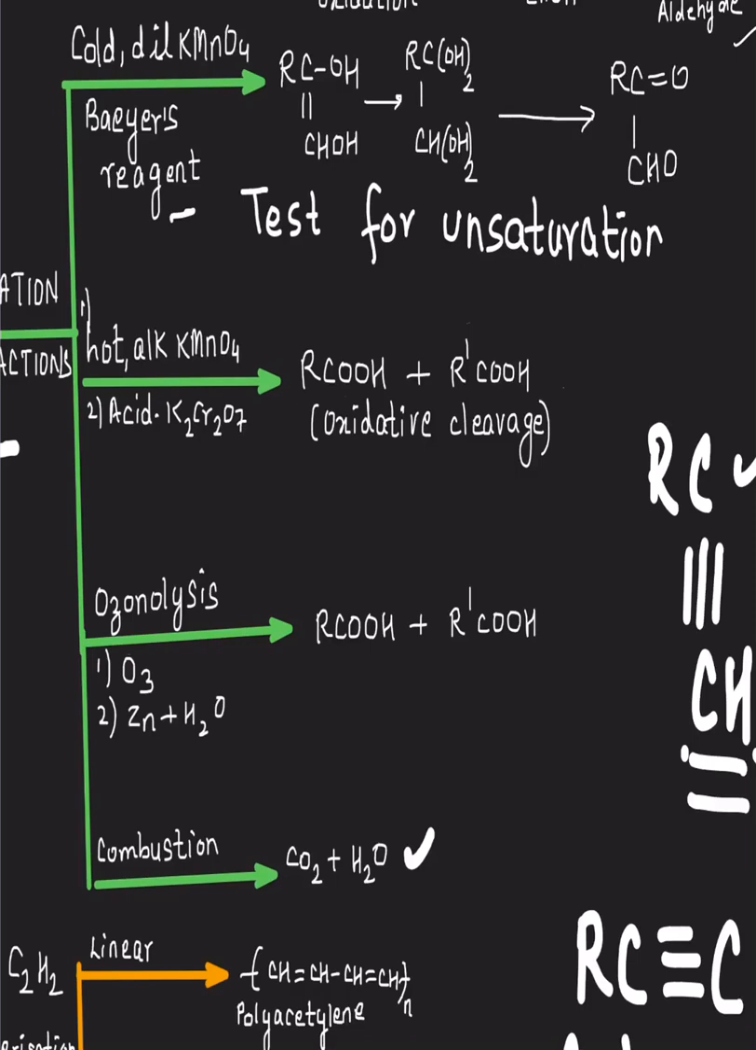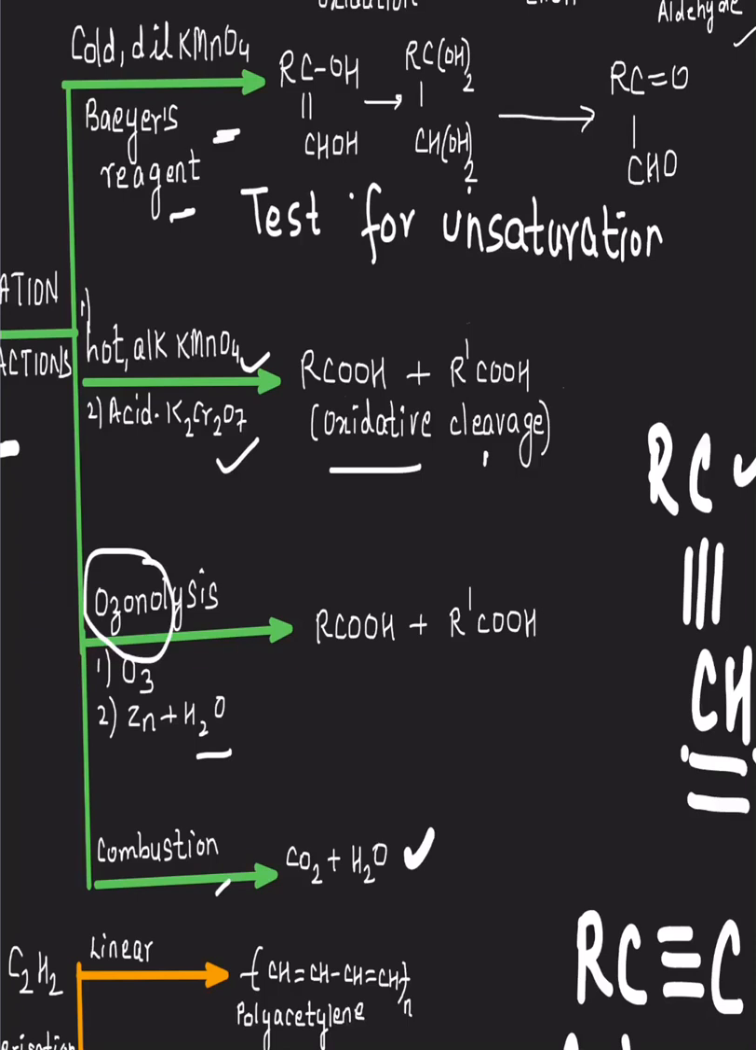So what is the reaction over here? We are going to talk about that. Hot alkaline KMnO4 or acidified potassium dichromate is, again, oxidative cleavage. So there's going to be oxidation as well as breaking down, unlike the first reaction where there is only oxidation taking place, right? Ozonolysis, so addition of ozone followed by hydrolysis or lysis, breaking down. And last, the favorite of ours, combustion.